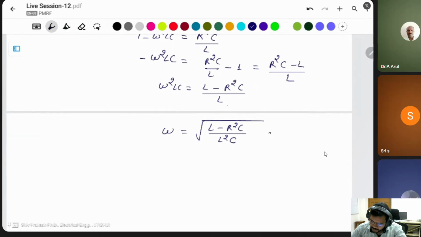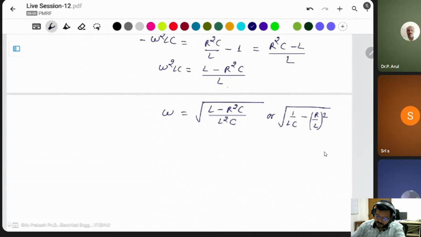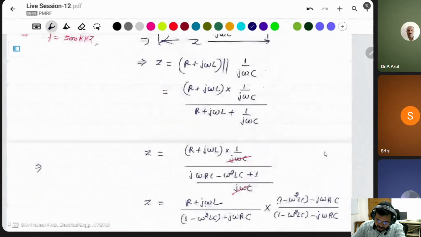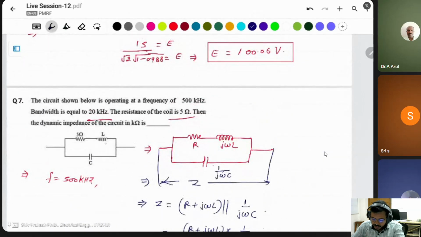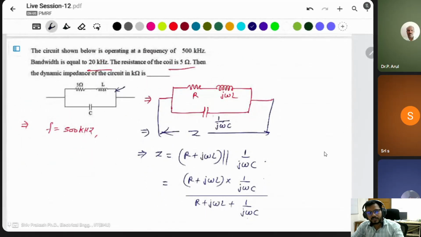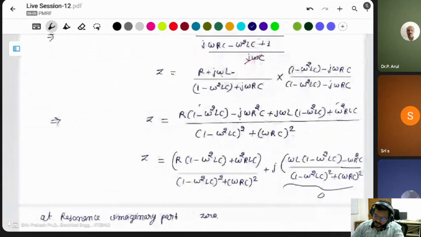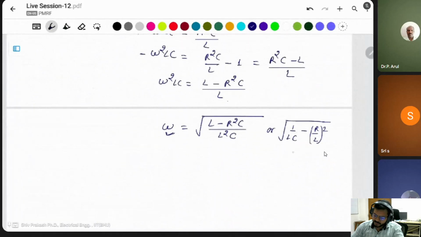Or the same thing you can say, this will be 1 by LC minus R square by L square, that is, R by L whole square. This is the frequency in this case, the resonant frequency. If the R and L are connected across the capacitor, this type of circuit, in that case the resonant frequency is this one.